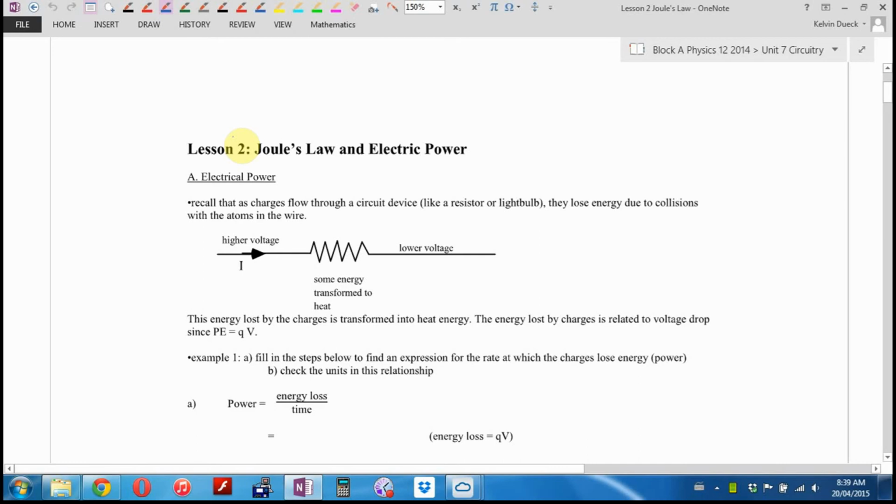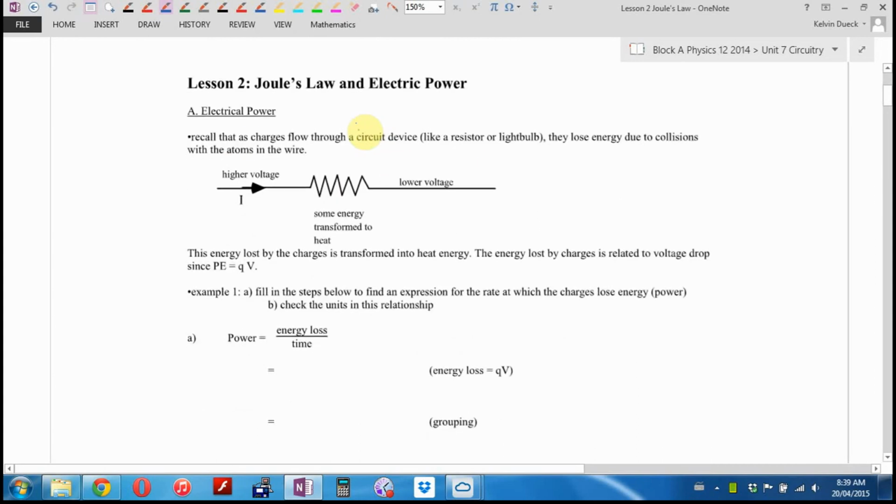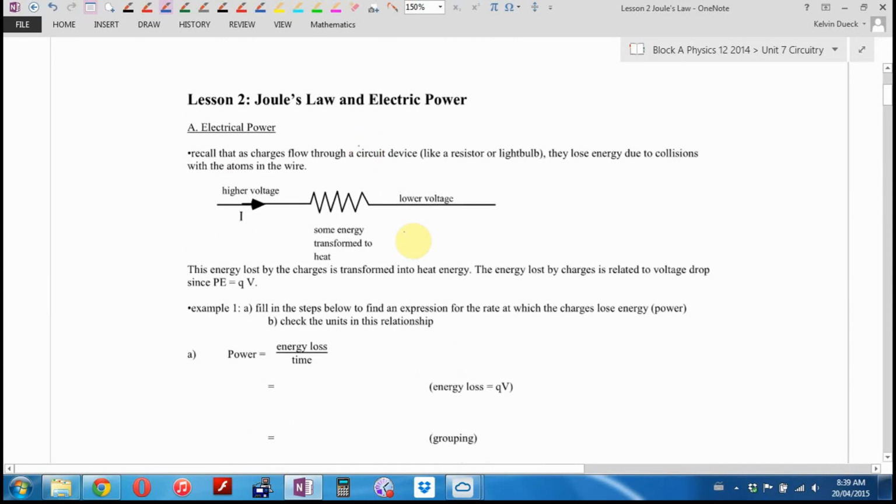So, Joule's law and electric power. We've said that as charges flow through a circuit device, like a resistor or a light bulb or iPod or whatever electric device, they lose energy due to collisions with atoms in the wire. You start with a higher voltage, you lose energy, and you end with a lower voltage.